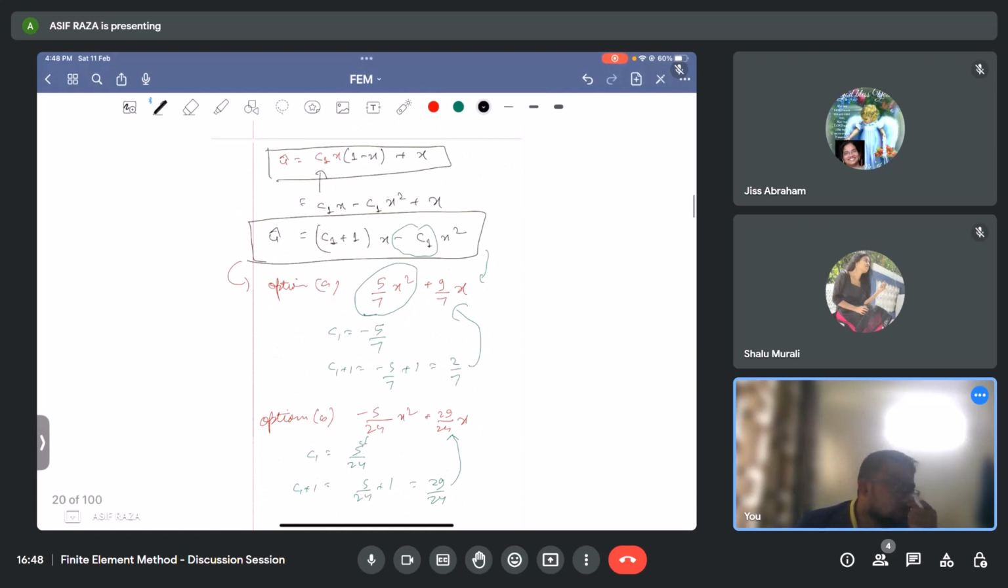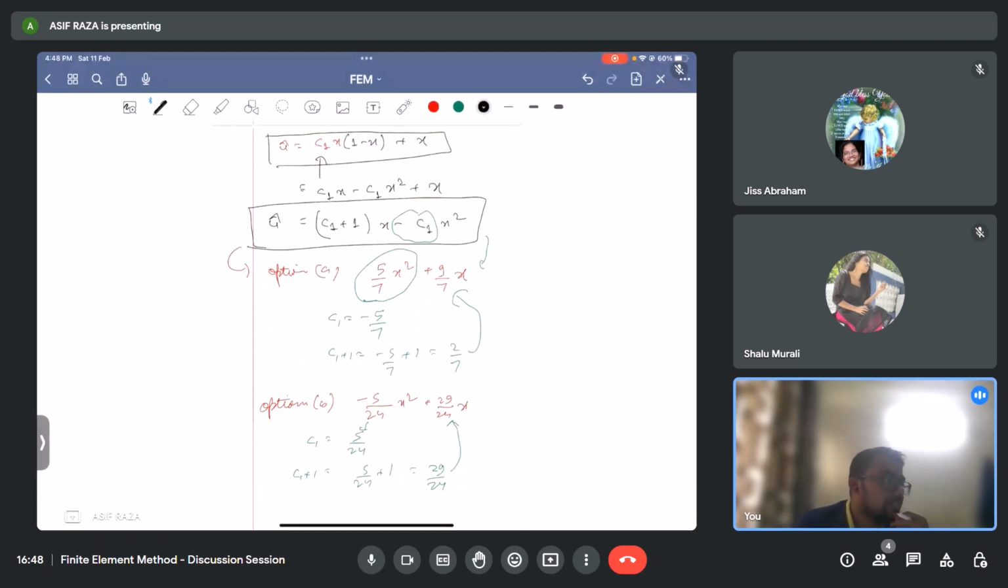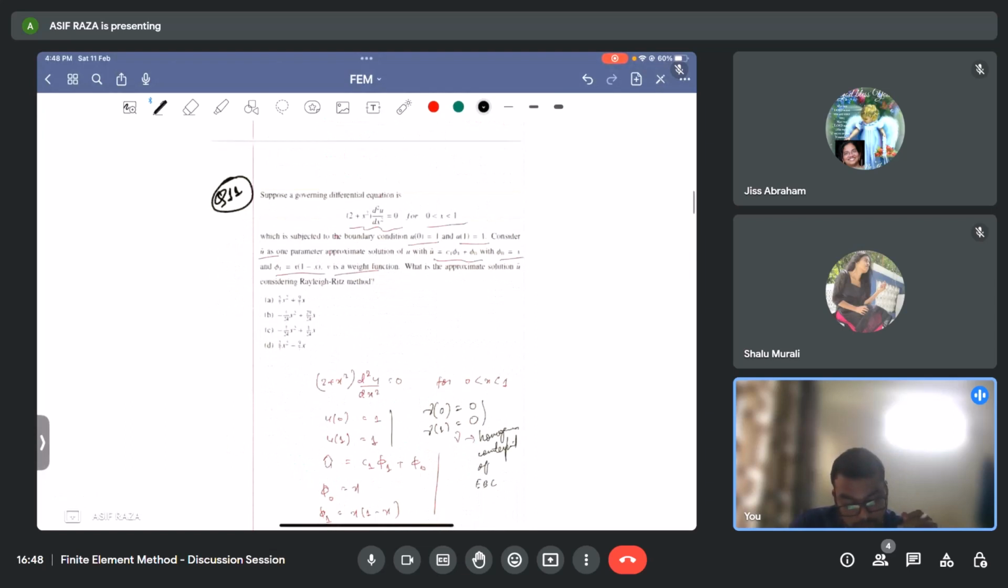The edges. This is the equation. x square 0 equal to 0. 2 plus x square.